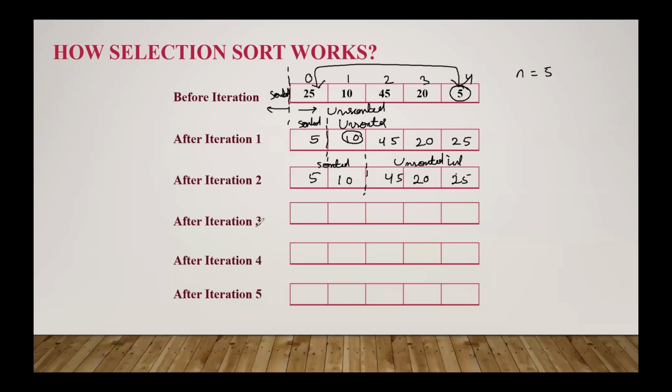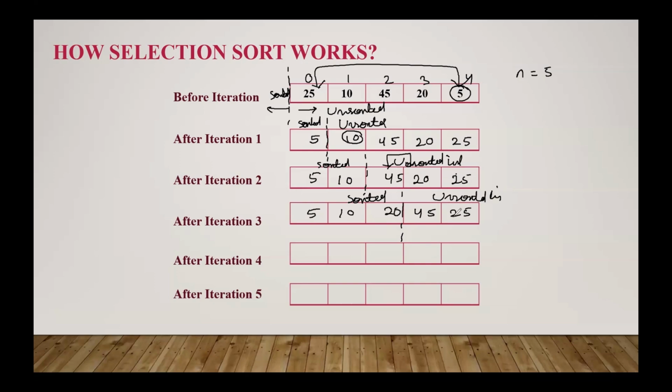Now go to the third iteration. In the third iteration, we have to find the minimum value from the unsorted list. Now 20 is the minimum value. So we have to swap it with the first location of the unsorted list. So this value will be swapped right now. Here it will be 20, and this is 25. The remaining elements are the same. Now after the third iteration, this is the sorted list, this is the unsorted list. So three elements are sorted after three iterations.